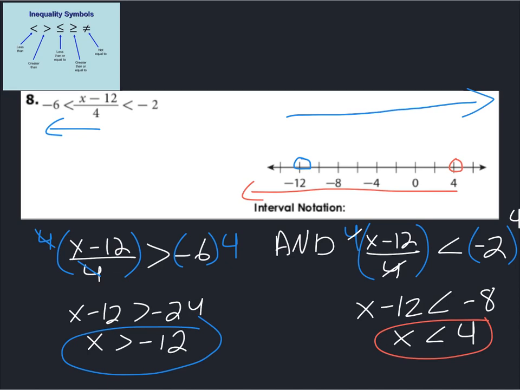So that means this compound inequality is only going to be true in the area where both of these inequalities overlap, which is between negative 12 and 4, not including negative 12 and 4, which is this area right here. How would that look in interval notation? That would be an open parenthesis on negative 12 because we're not including it, and an open parenthesis on 4 because we're not including it.